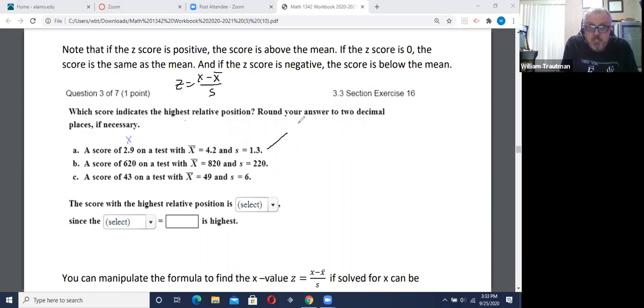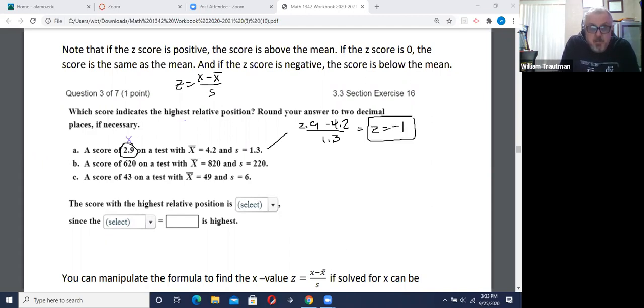So for the first one, 2.9 minus 4.2 divided by 1.3. And we get a z value. I should have just seen that. We get a z value that equals -1.